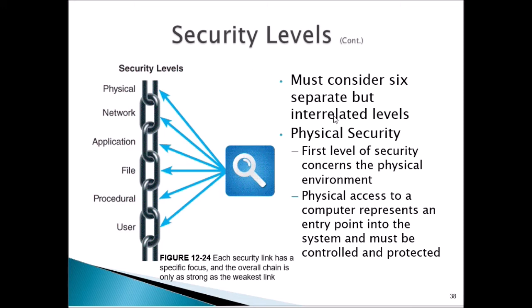With security level, you must consider six separate but interrelated levels. Now I'll talk about physical security. It's the first level of security. It concerns the physical environment. That's the physical access to the computer, and it represents an entry point to the system, and it must be controlled and protected. At my day job, we have a data center in Brantford where the physical environment is absolutely ideal for a set of commercial-grade network servers. It's air conditioned, it's well lit, it's got all kinds of access. It's also got all kinds of security.